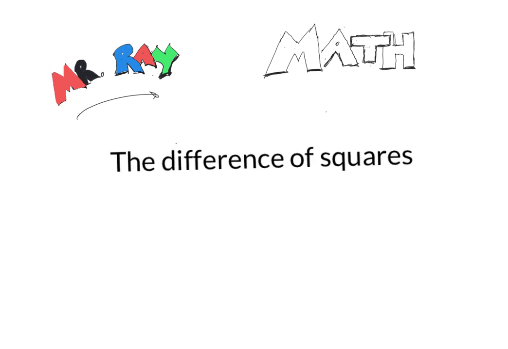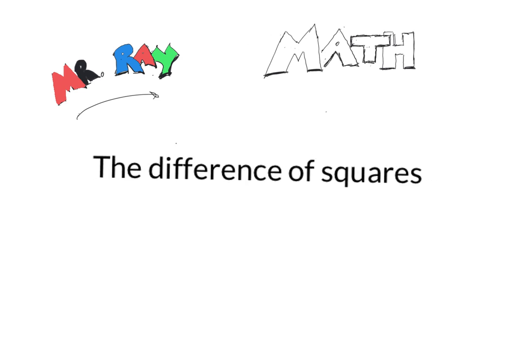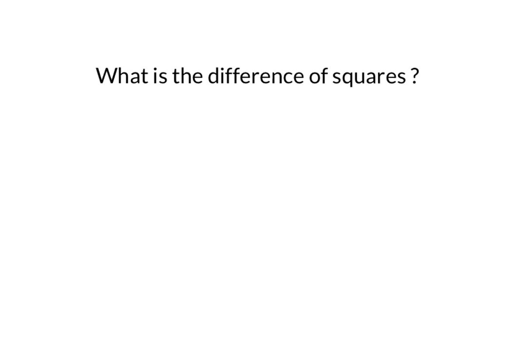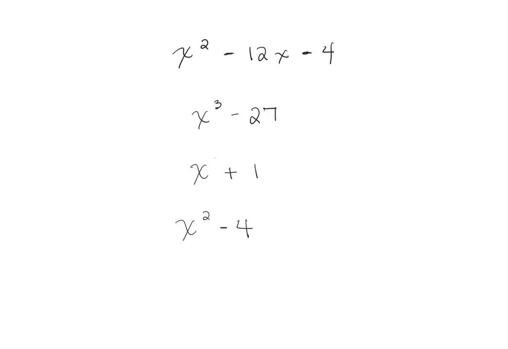The difference of squares, okay? But first of all, what is the difference of squares? Is it looking at two different squares and finding out how they're different? One is big and one is small? No, it has to do with quadratics. And a quadratic is an x squared plus other terms.